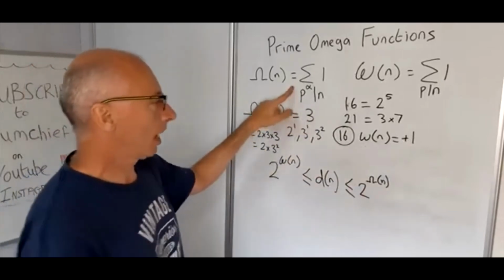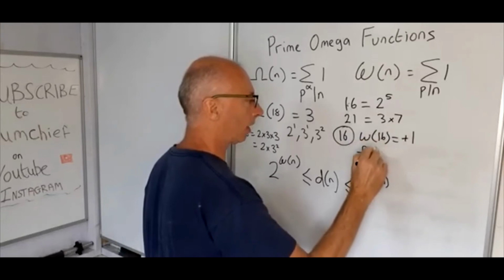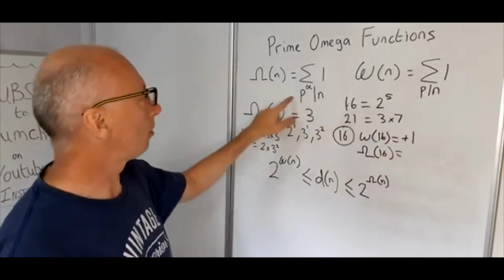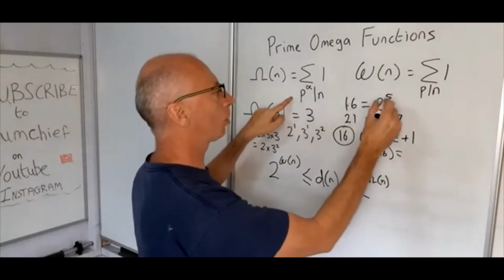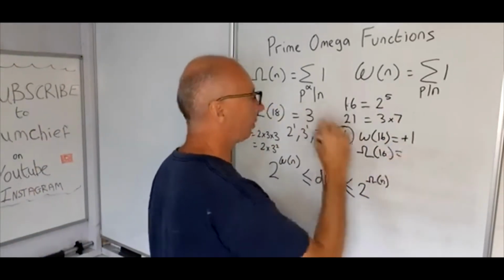Capital omega of n. So let's just change that to a 16 so we know what we're looking at. 16 is just all the prime factors of n, so it's 2 to the power 1, 2 to the power 2, 2 to the power 3, 2 to the power 4, 2 to the power 5. So that would equal 5.